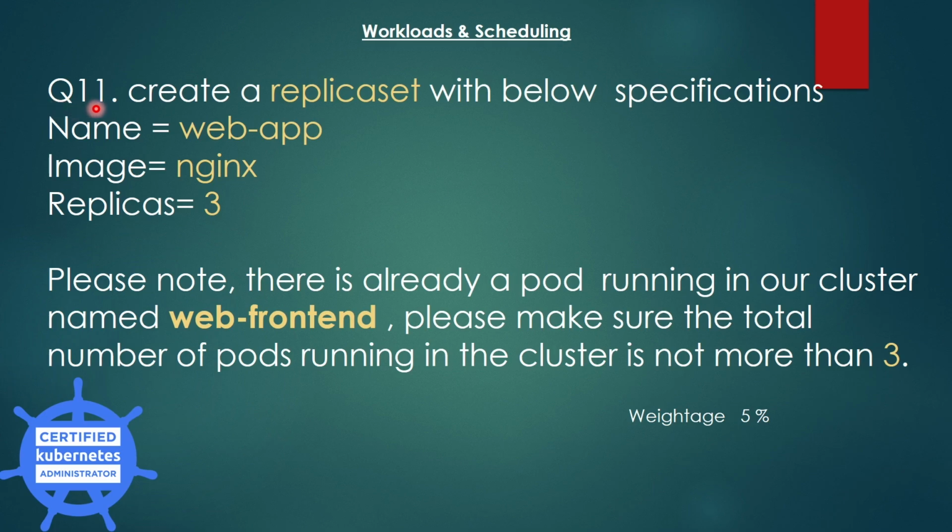The 11th question is to create a replica set with the below specifications. The name should be web app. The image should be Nginx and the replicas should be 3.